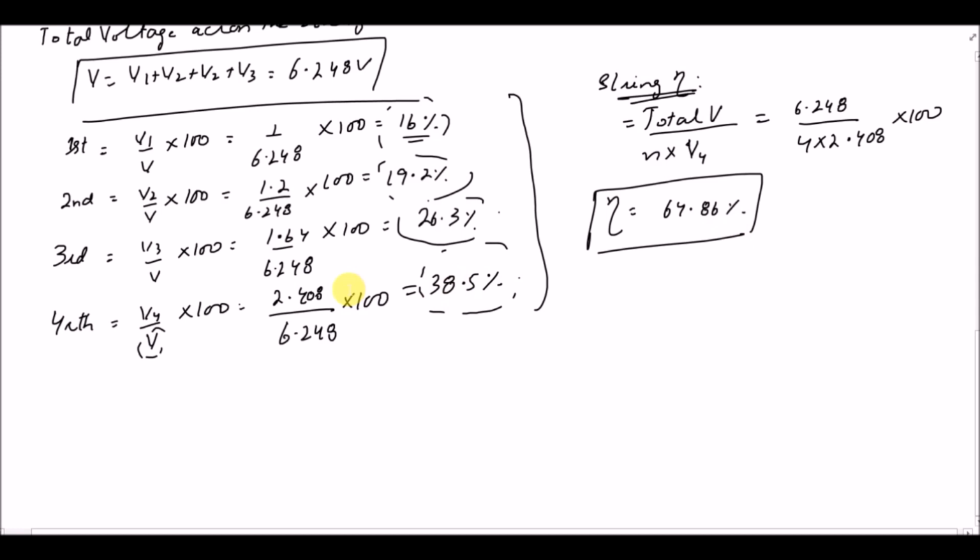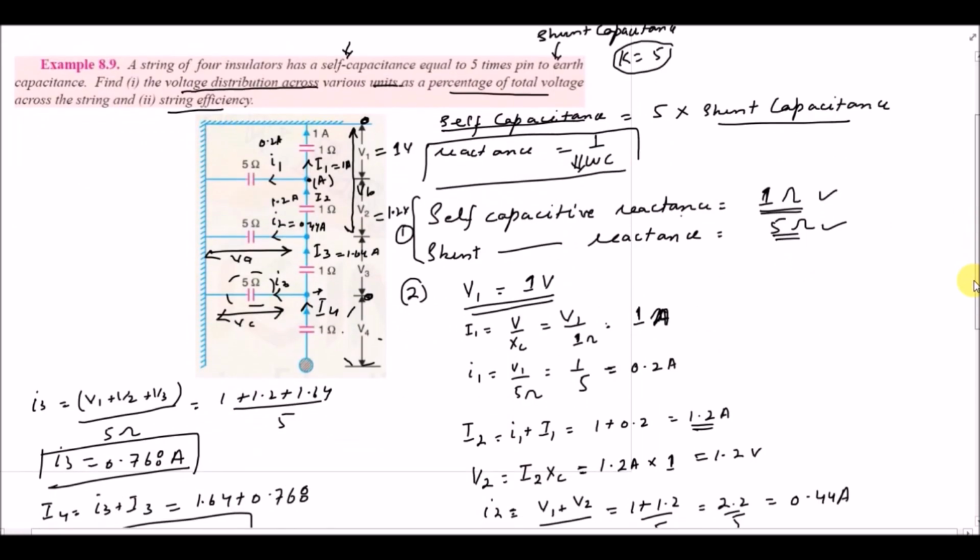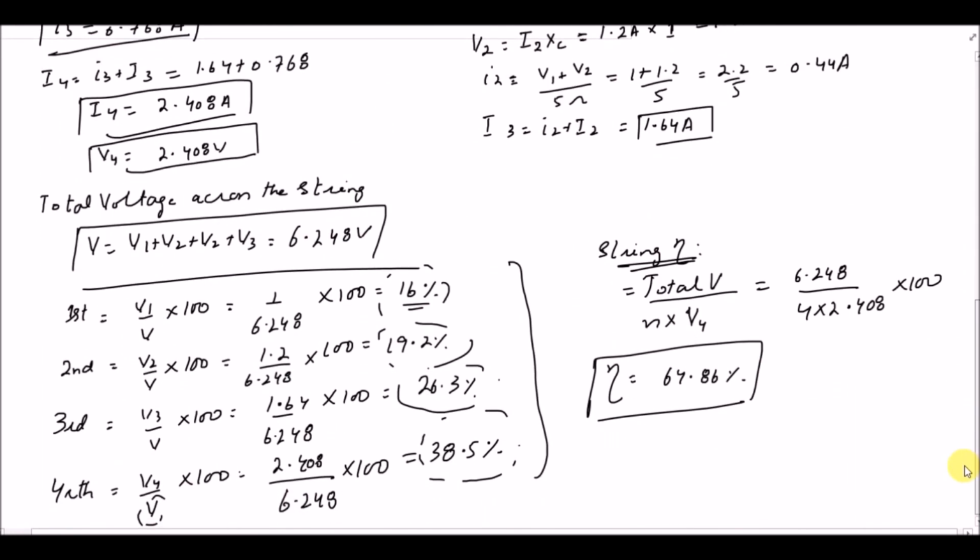So this was the last example of today's lecture. We have solved 3 different examples in which we had to find out the string efficiency and the voltages across all the insulators. From the next lecture we are going to study the sag in the conductors, and we will be solving different numericals for that as well.